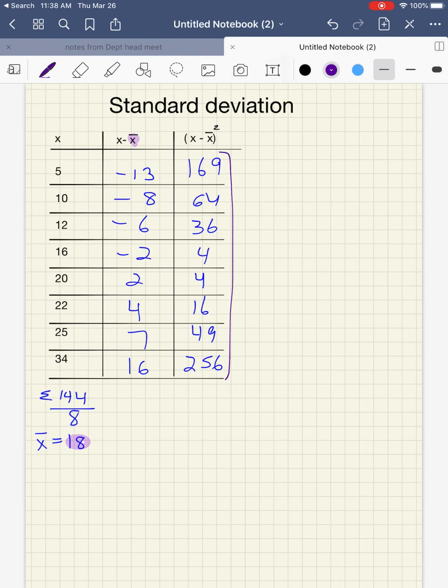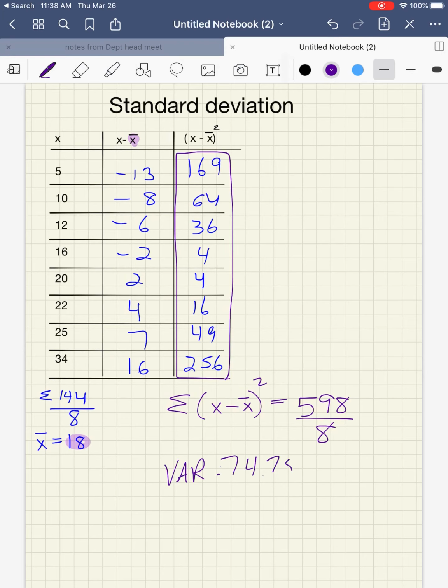We're then going to take the sum of that whole column, and it should be 598. Divide by n, which is 8. We get the variance to be 74.75.